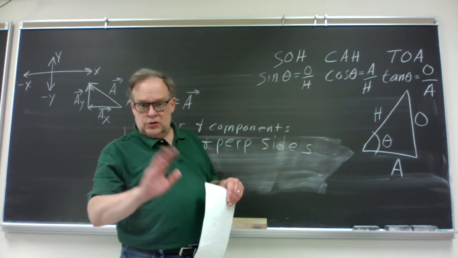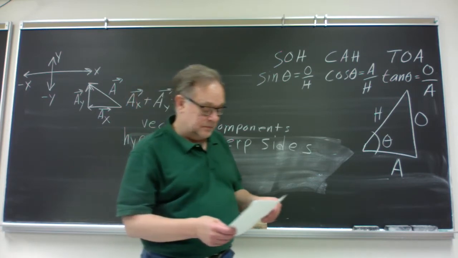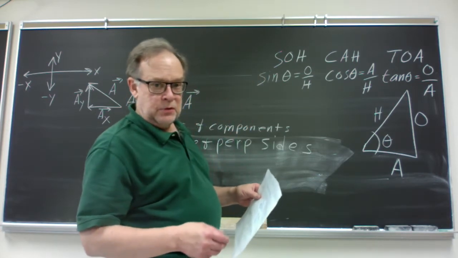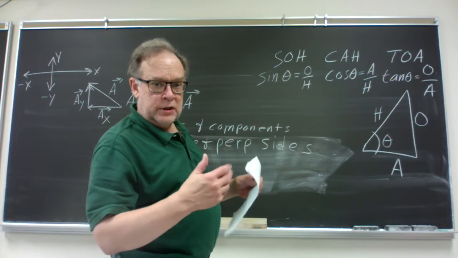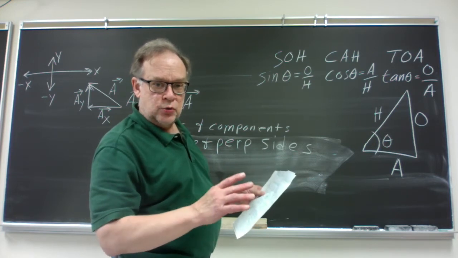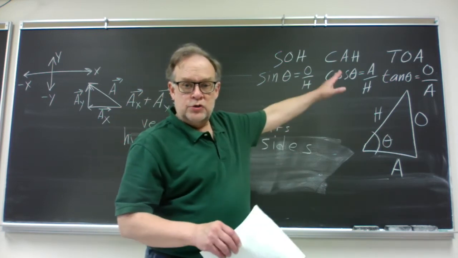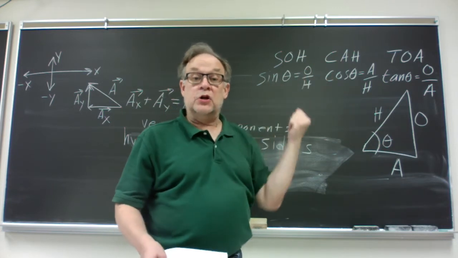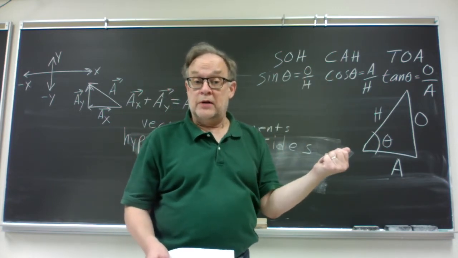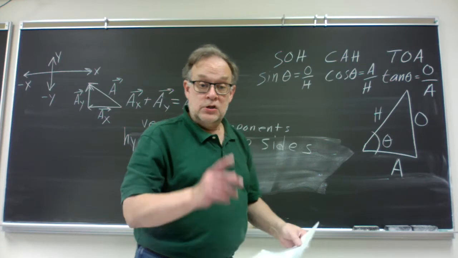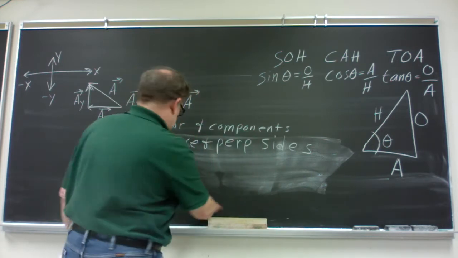But here's how we use them. Let's say we have information about the magnitude of a vector and its direction. We use these ideas to figure out what the components of that vector are like. So let's take a look at that.